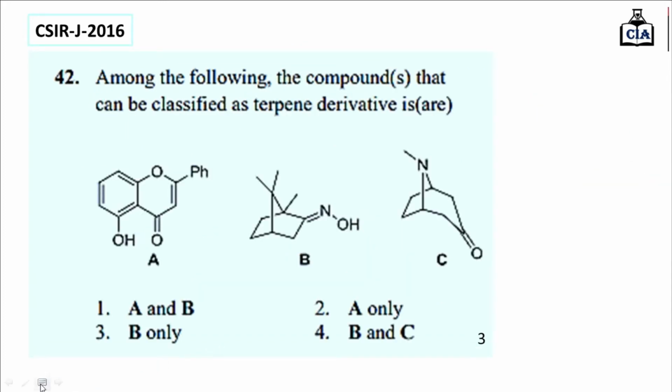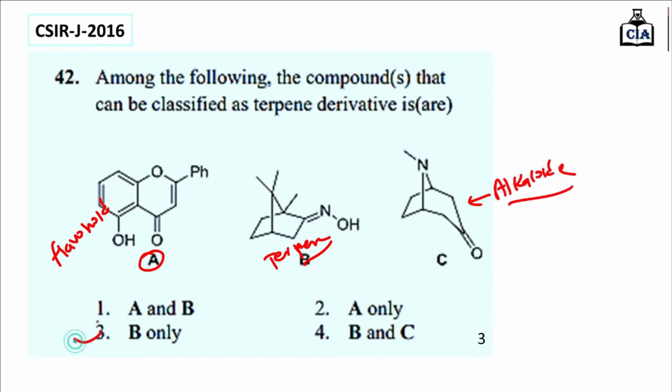Now next question from the CSIR June 2016. In this question we have to find out the correct structure of terpene. This is a direct question from natural products. So the first structure is of the flavonoid. Okay, flavonoid. Second is for terpene, and third is alkaloid. So our correct answer is the B only, that is third.